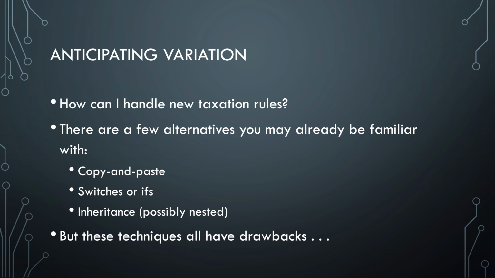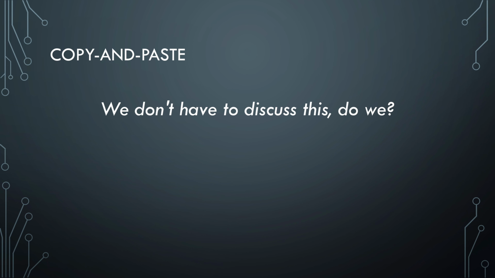So we know there is variation around handling different tax rates. How can we deal with this variation? We can copy-paste the code, we can use switches or if statements, or we can use inheritance with subclasses for each of the variations. All of these techniques have drawbacks. The first one we don't need to discuss. If you copy-paste code, that's bad.